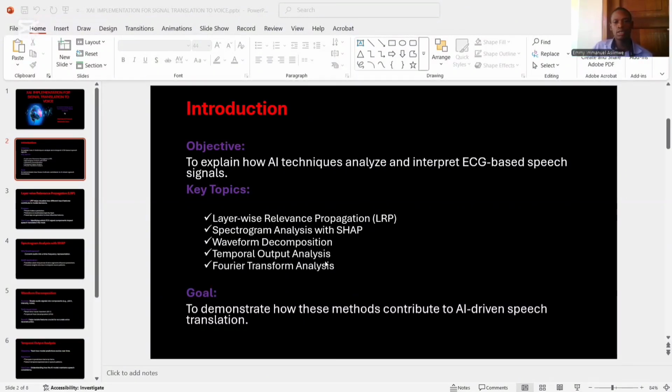We were mainly working with audio data. That's why we employed these 5 explainable AI techniques to aid us in working on these audio signals so that we can have very good speech signals. The goal was to demonstrate how these methods contribute to AI-driven speech translation.